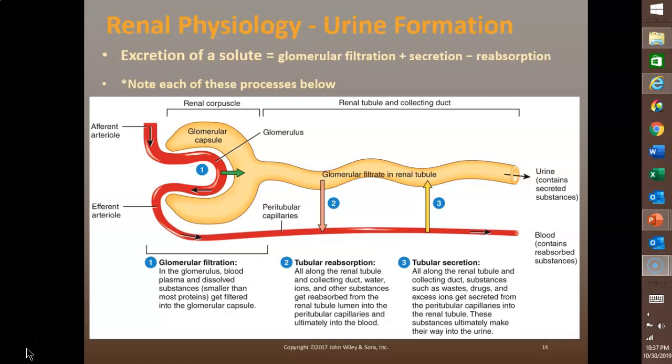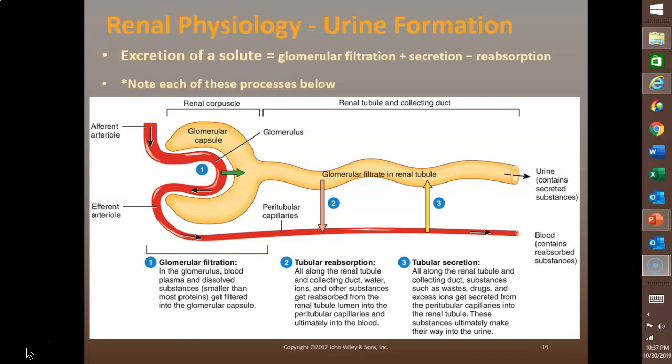And then the third step of urine formation happens as that filtered fluid flows through the renal tubules and the collecting ducts. The tubule and the duct cells secrete other stuff, waste products, drugs, excess ions, into the filtrate. So remember, reabsorption is to move substances from the tubes back into the bloodstream. Tubular secretion, the tubes secrete a waste substance that removes a substance from the blood.